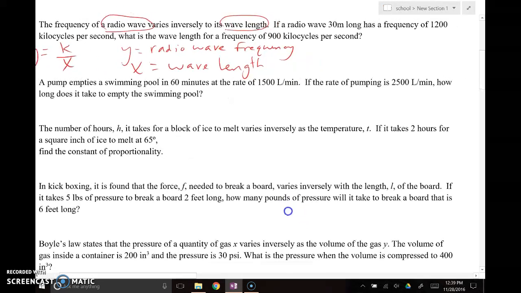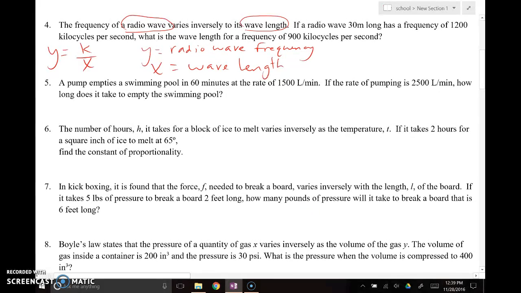All right, so now they told me if the radio wave is 30 meters long, that's going to be wavelength. That's an x value. Put that on the bottom. It has a radio frequency of 1200 kilocycles per second. So that's going to be a frequency, so that's going to be a y value, 1200. And then again, the constant is the thing that I'm looking for first, so I can find the one number that all these scenarios have in common.